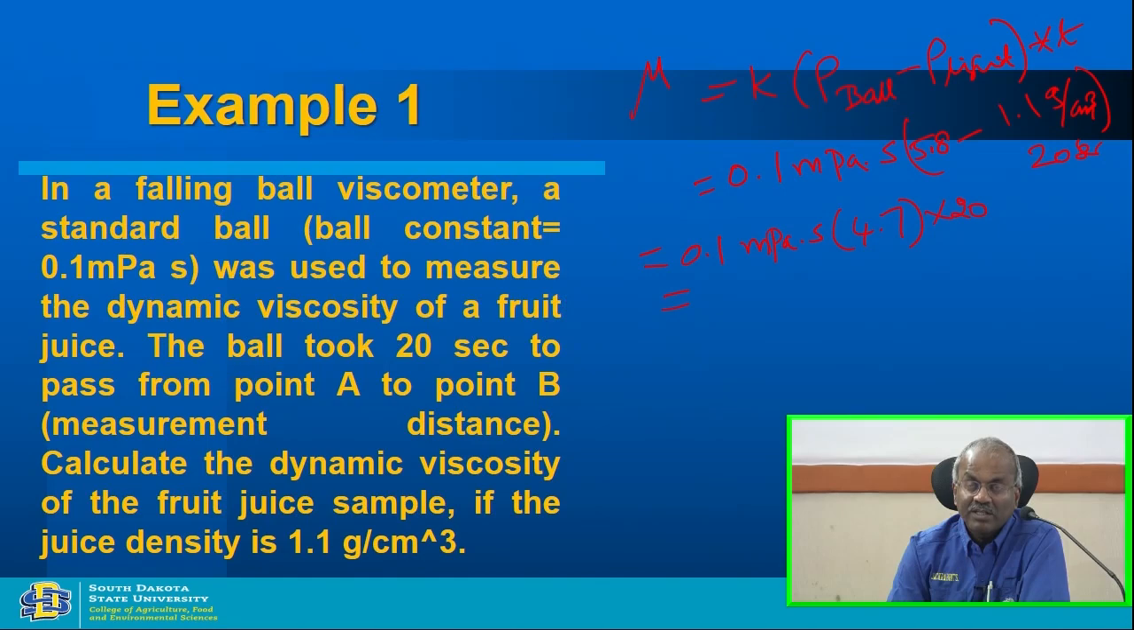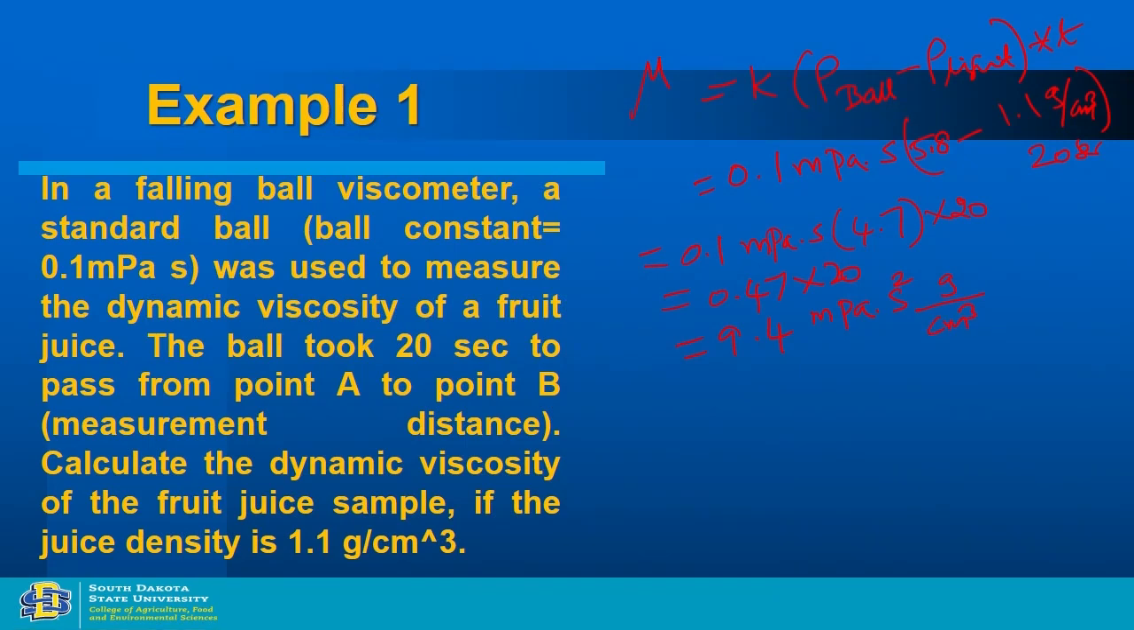I'm happy that you guys are not sleeping. The density of the ball is not given in the problem statement. It's a constant value. I found it in the literature. So that's why I got the 5.8 there. So it's 4.7 times 0.1 is 0.47, times 20 is equal to 9.4 millipascal second square gram per centimeter cube.